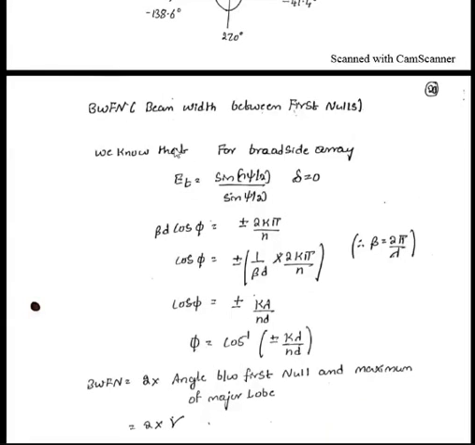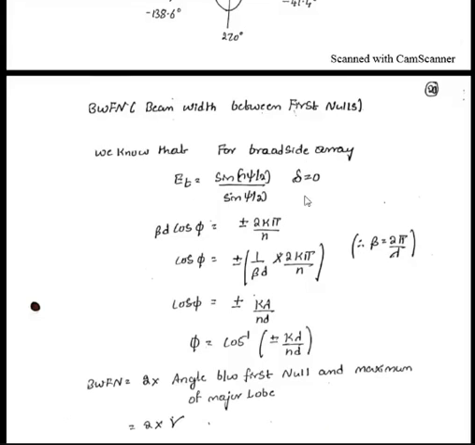What is the beamwidth between first nulls here? We know that for the broadside array case, the electric field is equal to sin(n psi/2) divided by sin(psi/2). So delta is equal to 0, that is nothing but the phase difference between the two existing sources being equal to 0.